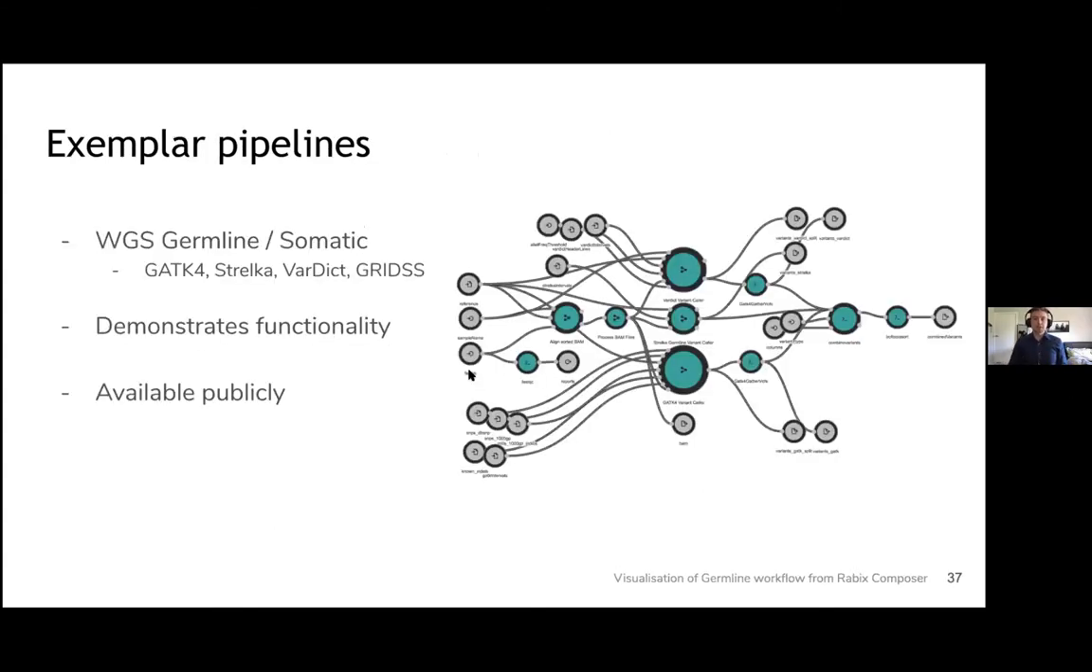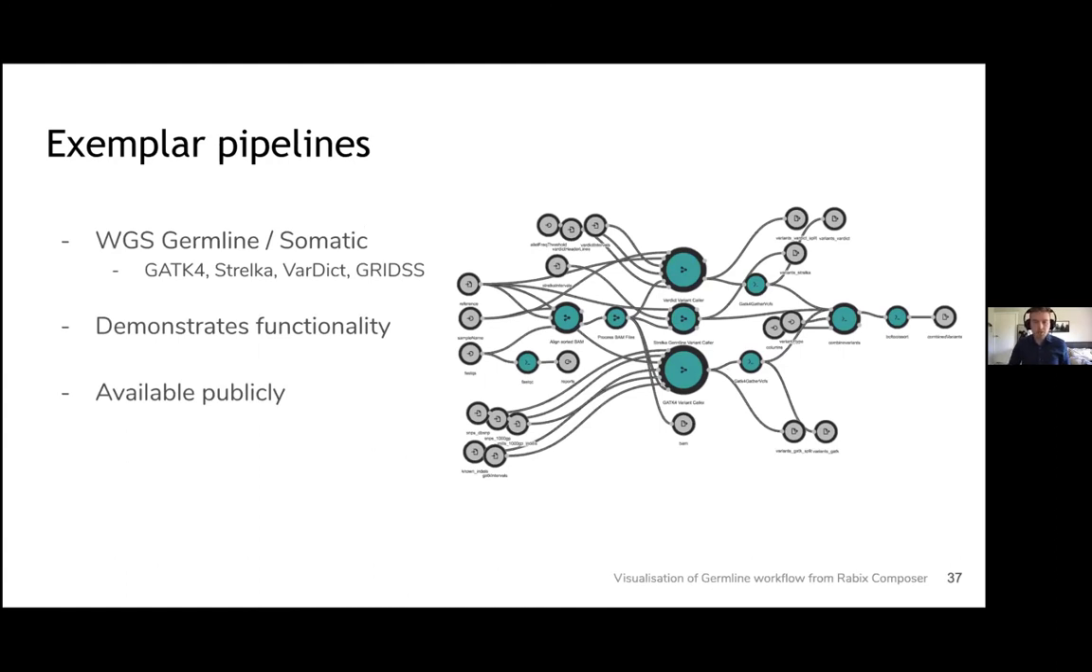With Janis, we've produced a number of exemplar pipelines, mainly for whole genome sequencing for germline and somatic variant callers using the GATK4, Strelka, Vardict, and GRIDS variant callers. And we can see a visualization of this on the right using the three variant callers that we get from Ravix Composer.